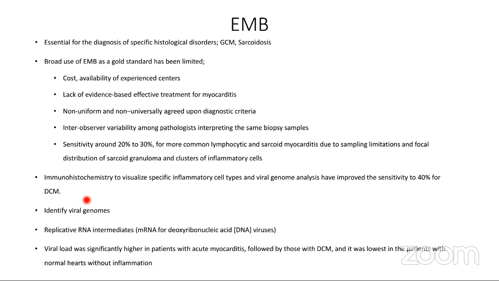To improve the sensitivity of the endomyocardial biopsy, immunohistochemical staining is used to visualize specific inflammatory cells, as I said in the previous study, and to identify the viral genome, which improves the sensitivity to a great extent. Identification of the viral genome is questioned, and as I said before, the mere presence of the virus does not mean the presence of myocarditis. It is about the function of the virus, the viral load, and the replicative intermediate.